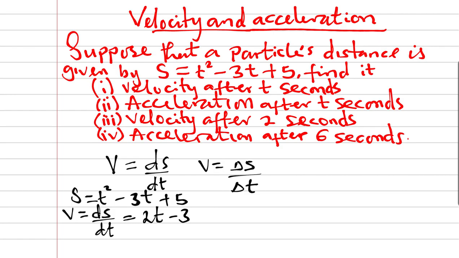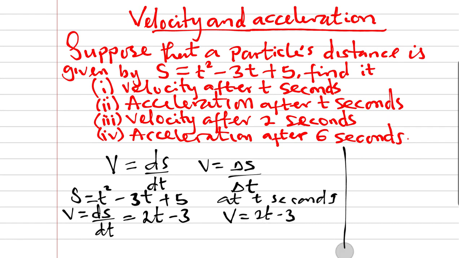So that means your v at t seconds is what? Look at it, at t seconds, that means anywhere you see t, you put t again. That means your v is equal to 2t minus 3. So this is your answer.